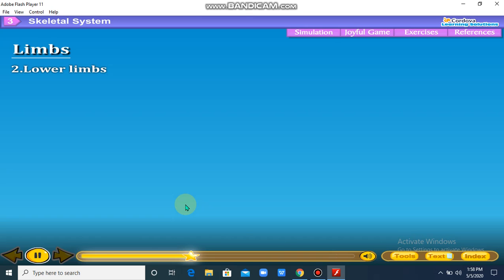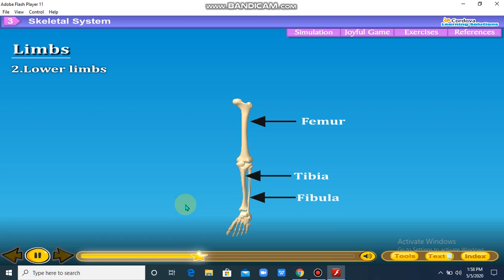2. Lower limbs. The bones of hind limb are attached to hip girdle or pelvic girdle. The upper bone of leg is called femur or thigh bone. It is the largest bone in our body. The lower bones of leg are tibia and fibula. There are 5 bones in each ankle, 5 in feet and 14 bones in toes.